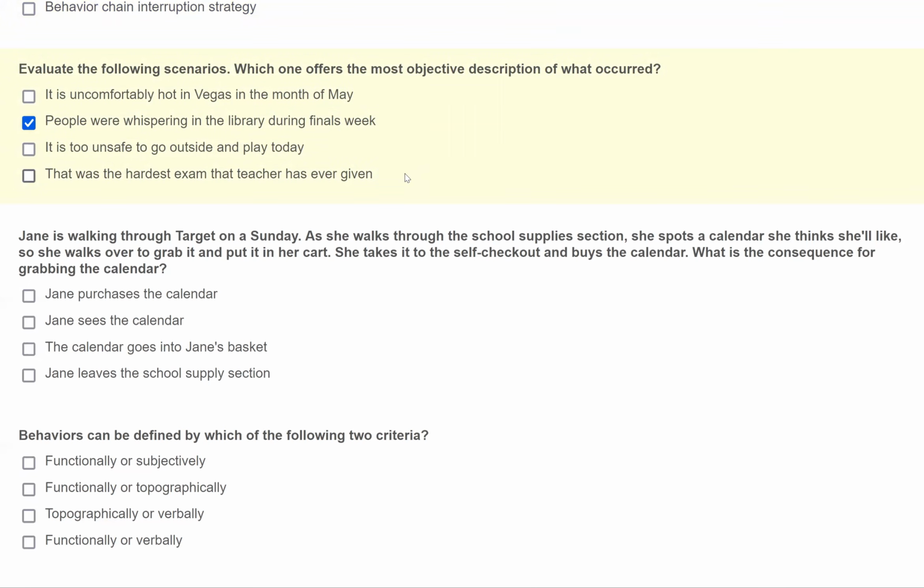And this question is to just get you thinking a little more, okay? More applying, more critical thought, thinking about what we're trying to accomplish here, right? How do we want to define things? Objective, measurably, observably, right? Trying to eliminate opinion and subjectivity. People were whispering in the library during finals week tells me exactly what happened, right? Too unsafe, subjective. Hardest, subjective. Uncomfortably hot, subjective. The most objective description is going to be people were whispering in the library during finals week.